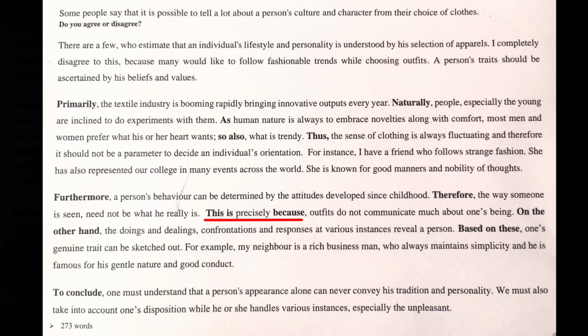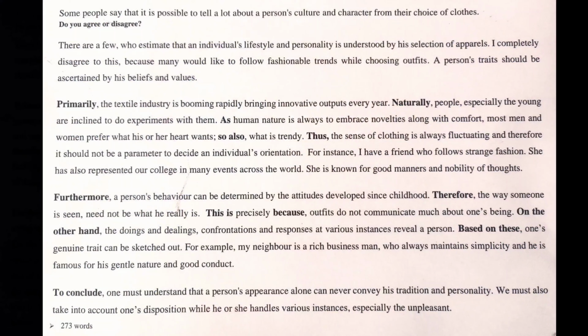This is precisely because outfits do not communicate much about one's being. I did not say something extraordinary. I said a simple thing, that is, our dressing style does not communicate what we really are. If not, what is it that matters? Something else. And the linking word, on the other hand, gives me an idea. And this is what I wrote. On the other hand, the doings and dealings, confrontations and responses at various instances reveal a person.